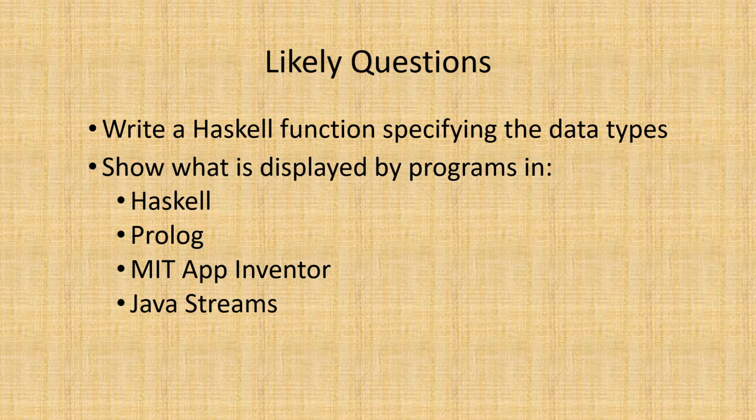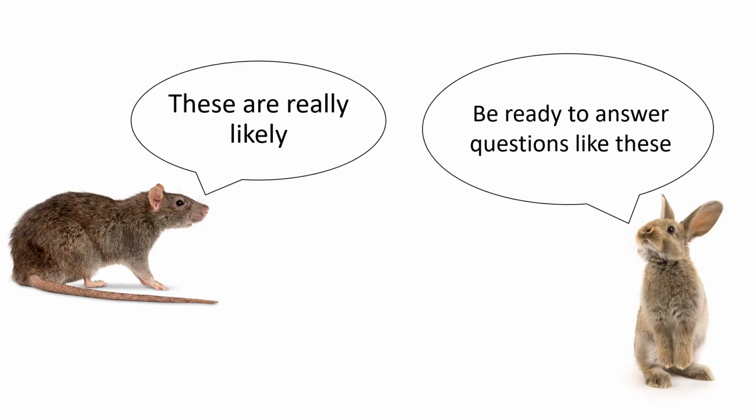Okay. On the exam, there are some likely questions. You're likely to be asked to write Haskell functions. You also will have to specify the data types or the Haskell signature of the function. And there will be several questions asking what is displayed by programs. And the programs may be in Haskell, Prolog, MIT App Inventor, or data streams. Oh, Dr. Williams has already written the exam, so these questions are really likely. Be ready to answer questions like these on the exam.